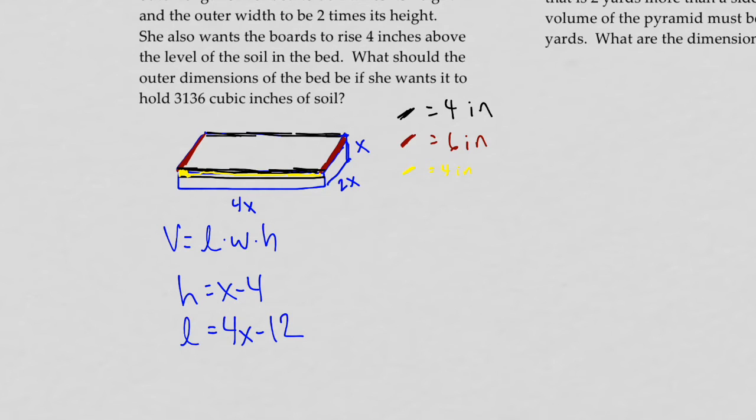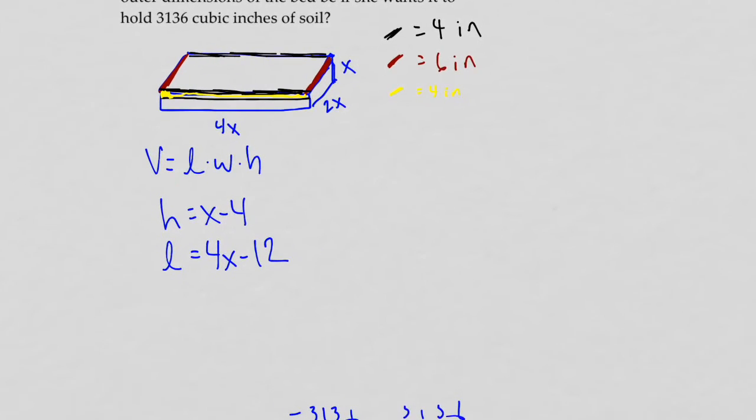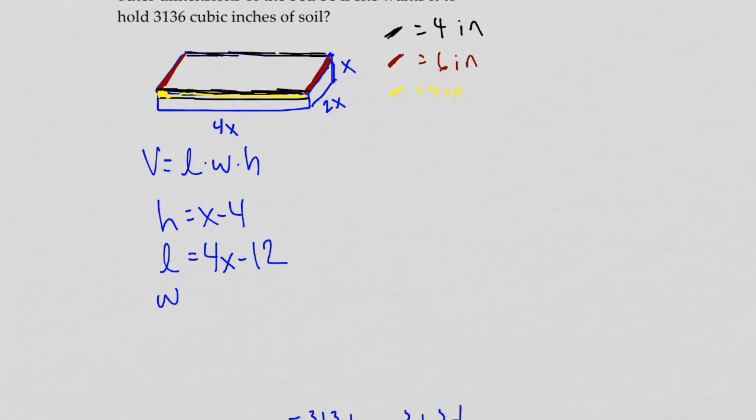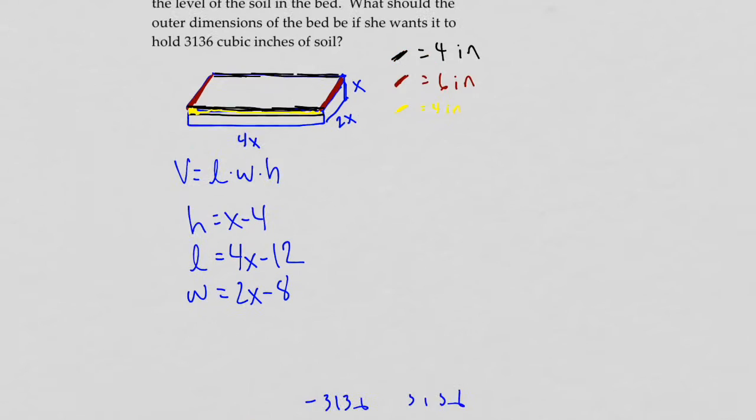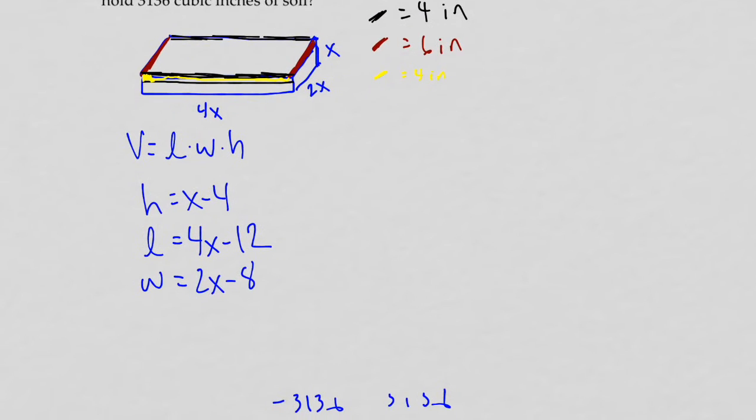There you go. For the inner width, the outer width is 2x, but again the boards are a different thickness, that's why we're not using the same numbers. The thickness of those boards is 4 inches, so it's going to be 2x minus 4 on each side, which is 2x minus 8. And when I multiply all three of them, I should get the volume, which is 3136.